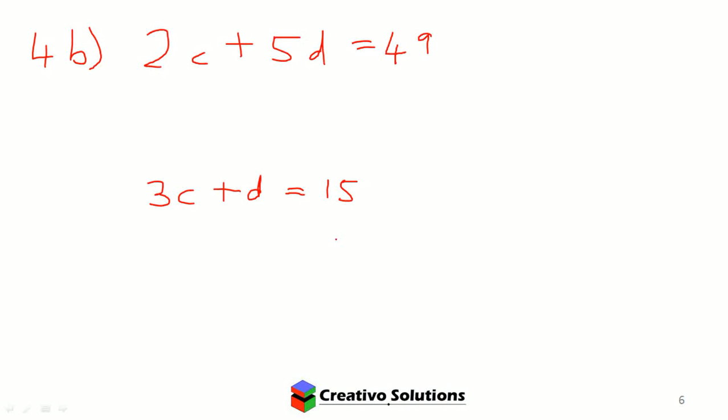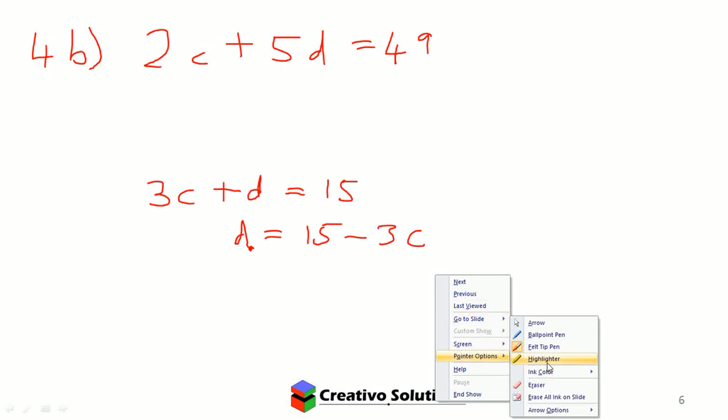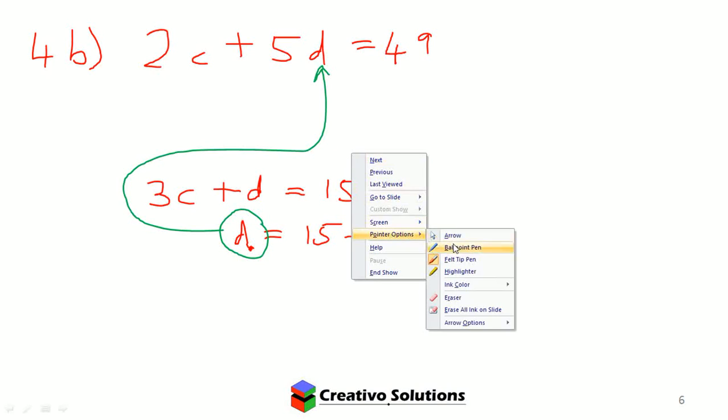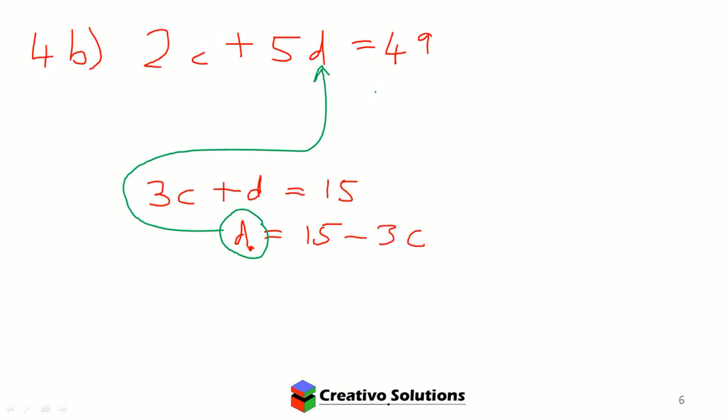Again, the first step is always to try and make one of the variables the subject of the equation. So I'm going to make d the subject of my equation. I'm then going to have 15 minus 3c. Now that I know what d is equal to, I can take this d and substitute that into there. So I'm going to have 2c plus 5 bracket 15 minus 3c close bracket equals 49.